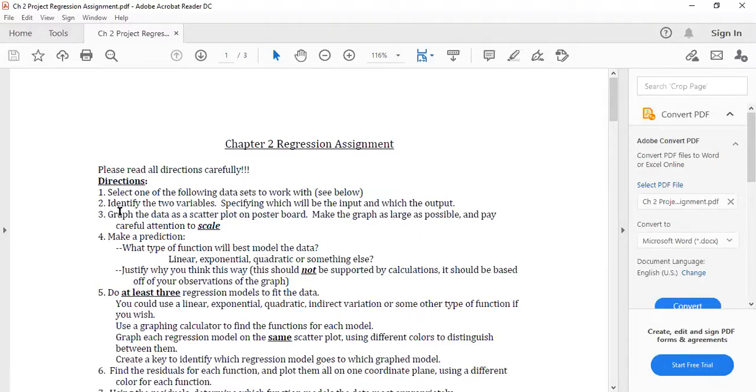Next, you're going to graph the data as a scatter plot on a poster board. You're not going to do this as a poster board, obviously. I'm going to create a Google Slides that you guys can paste your work into. But you're going to have to graph the data as a scatter plot. Since this is digital, we could probably do this digitally, right? So you could probably use Desmos to do that, or you can graph it by hand.